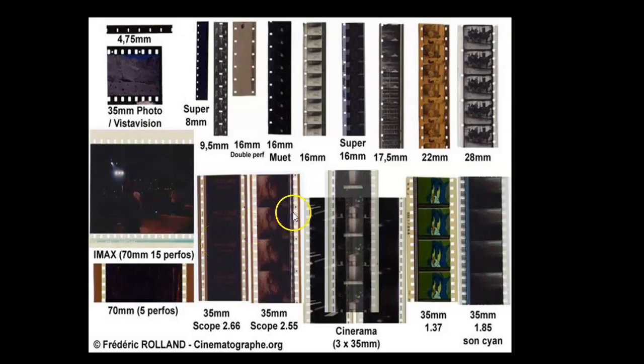sprocket holes on both sides. You have a soundtrack running down the side and the image itself. And so 70 millimeter film then on the bottom left was developed to, again, add more resolution, to add more detail. And so you couldn't quite fit 4 35 millimeter images onto a 70 millimeter film, but the resolution was really great, particularly for widescreen films.